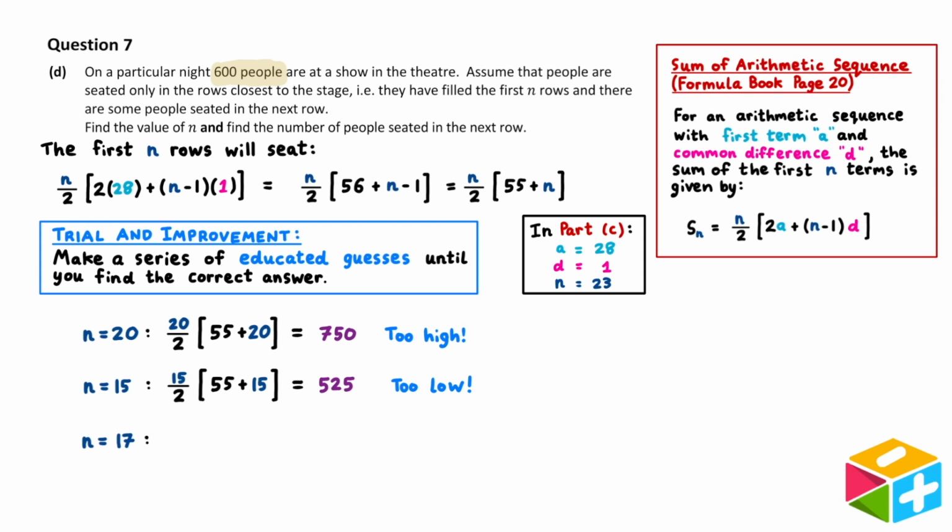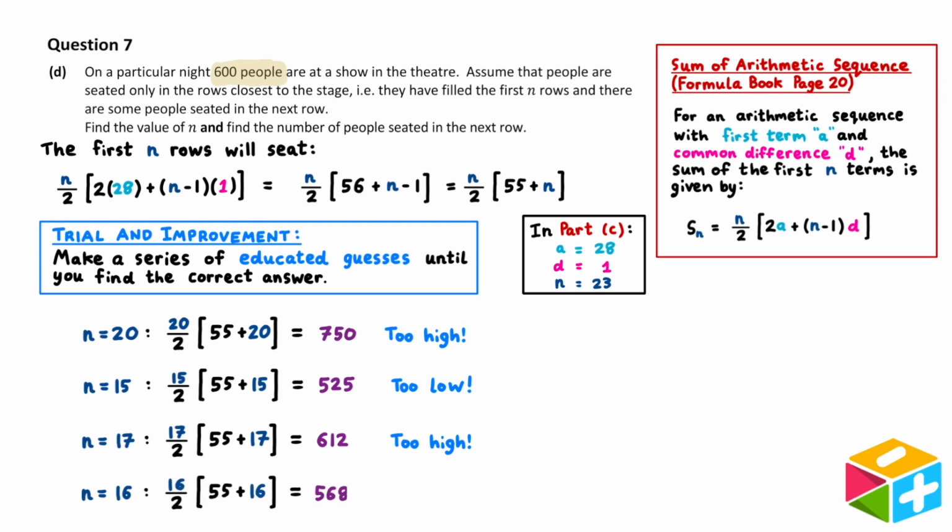Let's try n equal to 17. When we sub in and perform the calculation, we get 612. The target is 600, so our answer here was too high. So we should try a smaller n value for the next guess. Let's try n equal to 16. Subbing in and using our calculator, we get 568. This is lower than the target of 600.